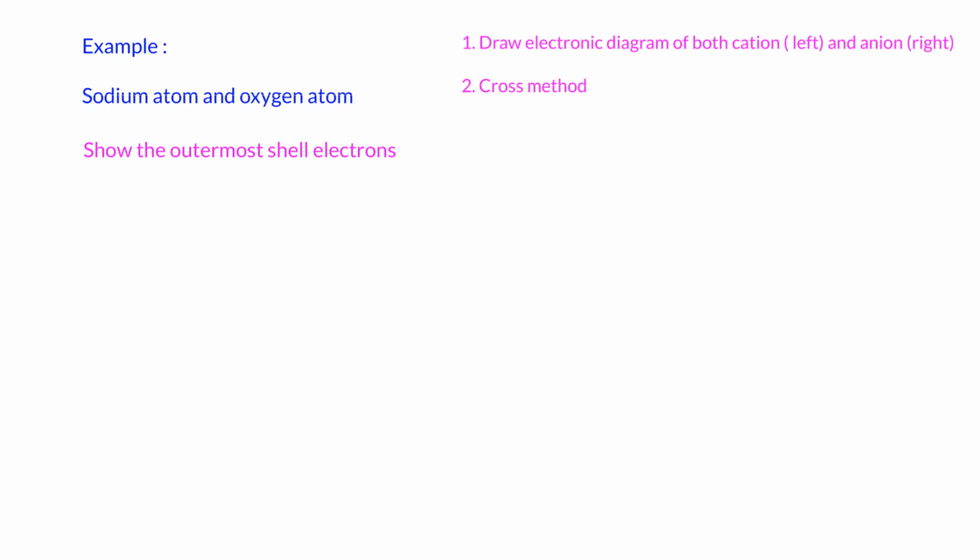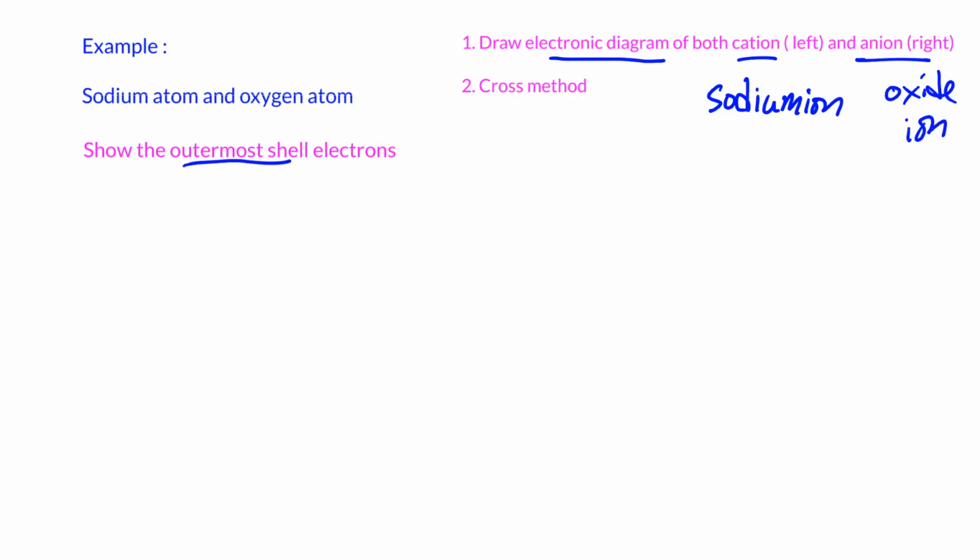So let's have a look at an example. For a sodium atom and an oxygen atom, when they combine to form an ionic compound, we're going to draw the electronic diagram of the cation, which is the sodium ion, on the left, and then we're going to draw the anion, which is the oxide ion, on the right. But one thing you have to pay attention to is that normally in the electronic diagram of an ionic compound, we just need to draw the outermost shell. What is meant by that? Have a look first.